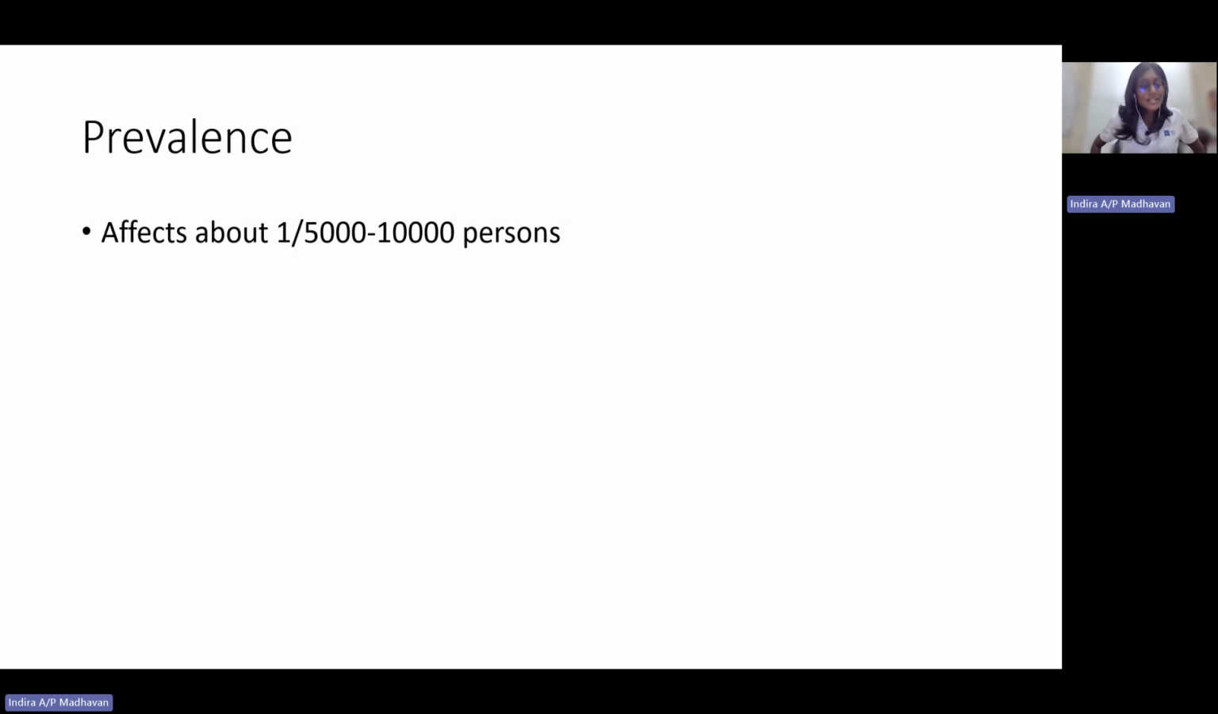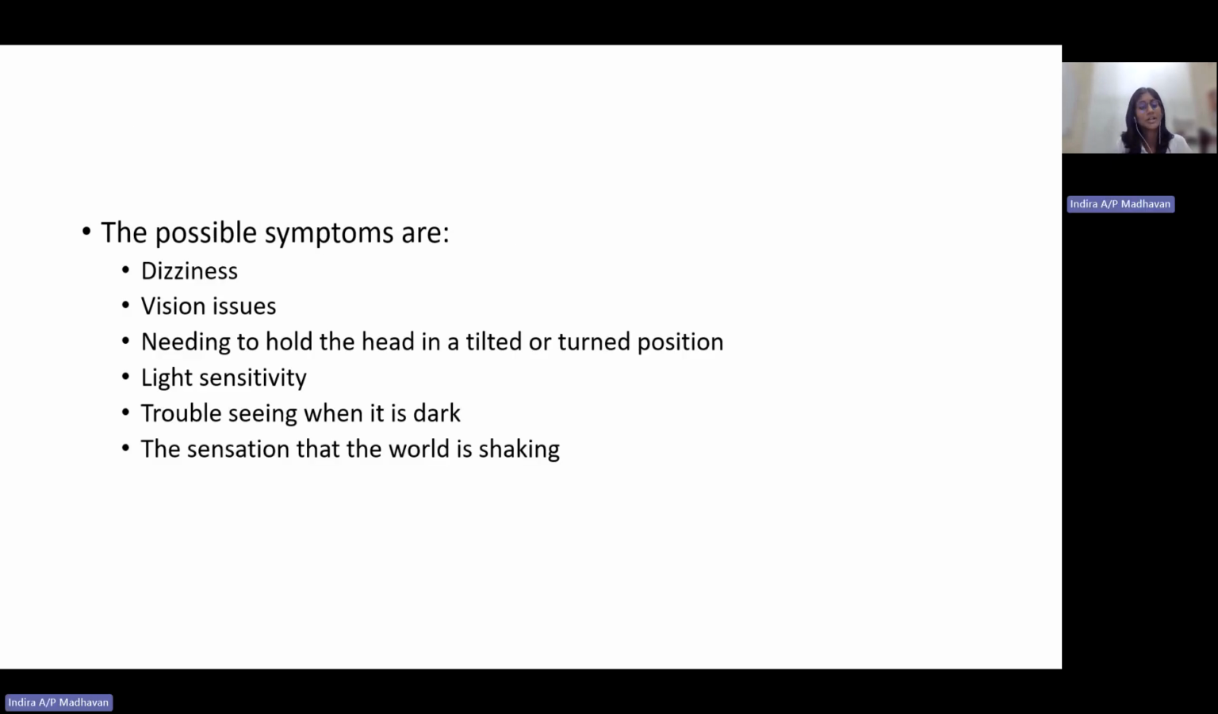So the prevalence is it affects about 1 in 5,000 to 10,000 persons. This is the prevalence of nystagmus among the visually impaired person. It's not really rare, but it is there in the population. So you just need to be a bit observant to detect whether the patient is having nystagmus or not as an eye care practitioner.